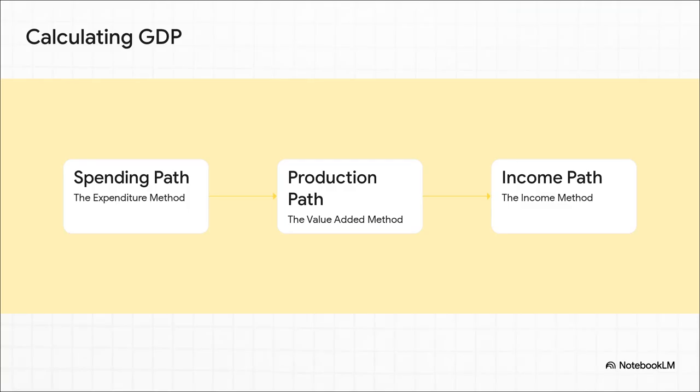So what are these paths? We've got the spending path, which is also called the expenditure method. Then there's the production path, or the value-added method. And finally, you have the income path. Just think of them as three different camera angles, all looking at the very same economic activity.